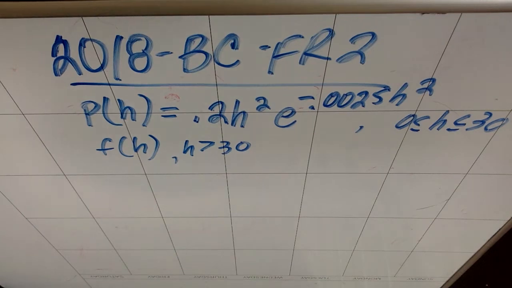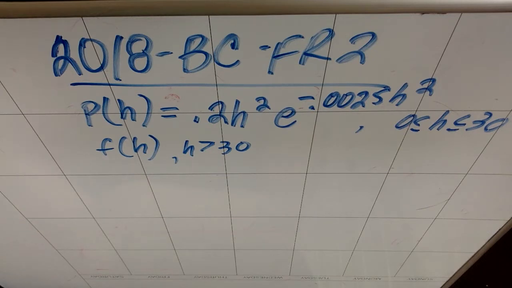All right, so researchers on our boat are investigating plankton cells in the sea. At a depth of H meters, the density of plankton cells in millions of cells per cubic meter is modeled by P of H, which I've written here, for H values from 0 to 30, right? And for depths beyond 30, they're modeled by f of h, which we're not given. We're just told the continuous function f is not explicitly given.